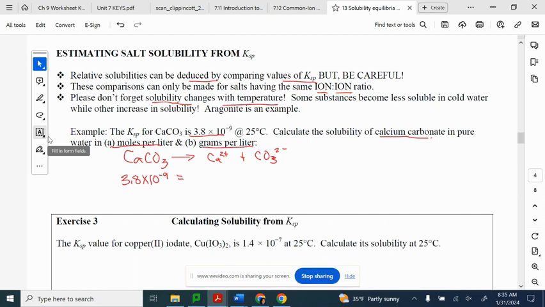What are we going to use to represent the molarity of this guy? X. What are we going to use to represent the molarity of this guy? And what are we going to do with those two x's? Put them together. So we got x squared. How do I find out the molarity of one of those species? Take the square root of this value. And that ends up being 6.16 times 10 to the minus 5. And that is moles per liter.